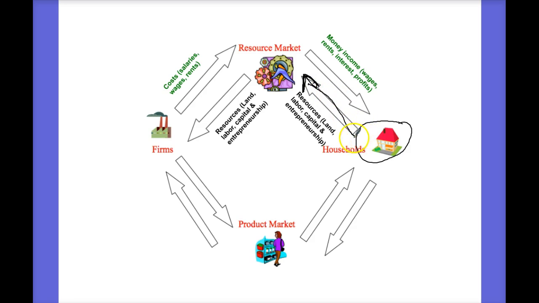So households, people like you and me, we bring our resources to the resource market to send to businesses or to give them to businesses. Well, we don't give them, we sell them. And in exchange, the resource market takes those costs from businesses and turns them into money and income to send to households. So that can be anything from wages, rents, interest, profits, anything. It's cash that they send to households in exchange for the resources that they provide: land, labor, capital, and entrepreneurship. Again, those factors of production.